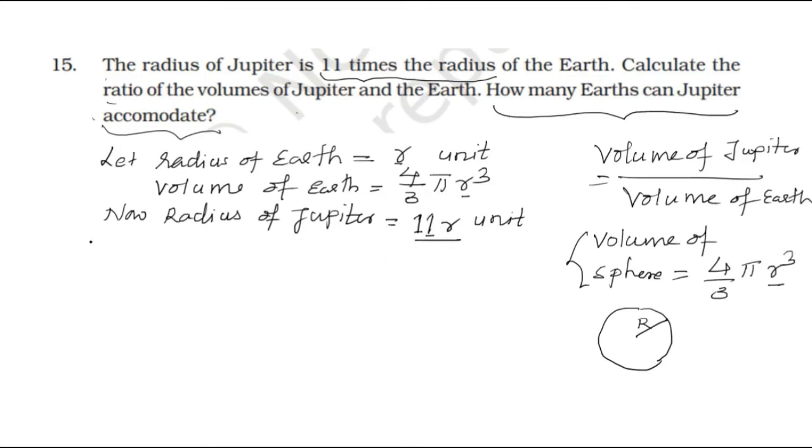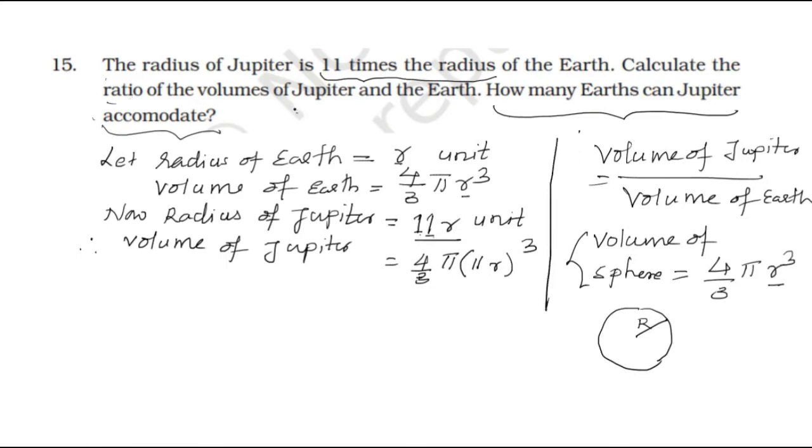Therefore, volume of Jupiter, apply the formula 4 upon 3 pi into radius cube. Now radius is not r, radius is 11r. So you have to put the bracket here, 11r whole cube, and this is the volume of Jupiter. Now what is asked? Find the ratio of volume of Jupiter to the volume of Earth. Okay, please read again. Volume of Jupiter to the volume of Earth, not the volume of Earth to volume of Jupiter.